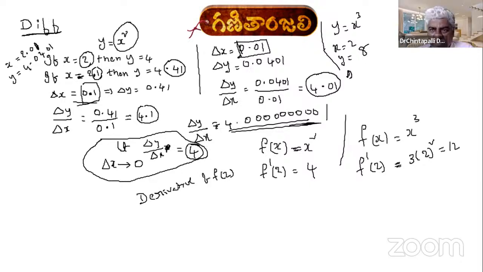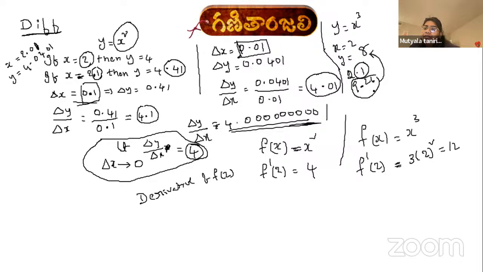If x is equal to 2.1, y is 9.26. What is the increment, the difference of x? 0.1. What's the difference of y? Actually, it is 9.26 minus 8, so the difference is 1.26.